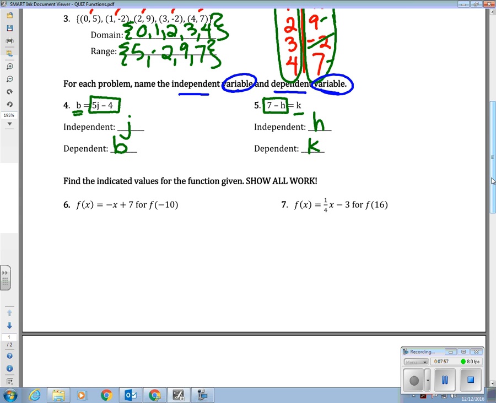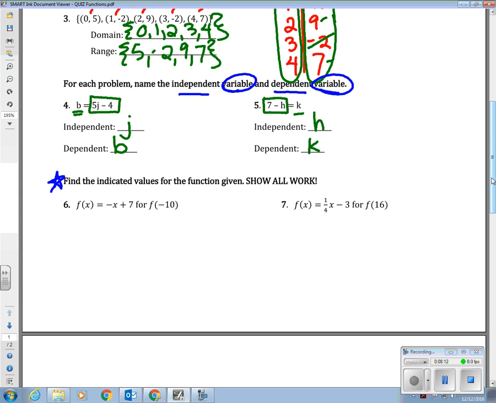K depends on H. All right, number 6 and number 7, I think the only tricky part here was some people were doing a lot more work than they needed to do. First of all, it says read the directions. This is always a key thing. Find the indicated values for the function given.